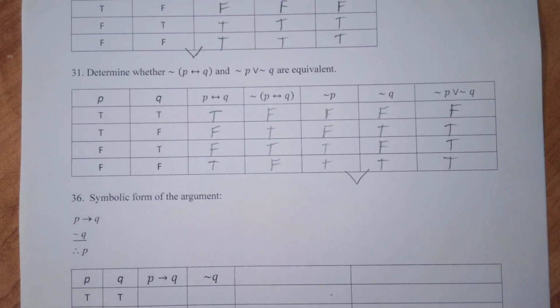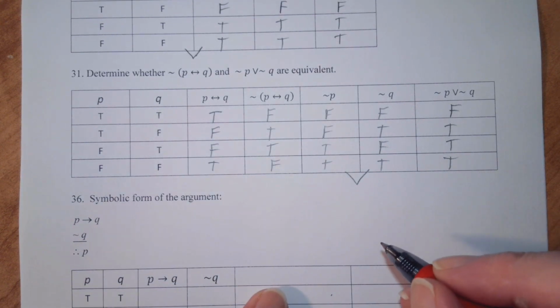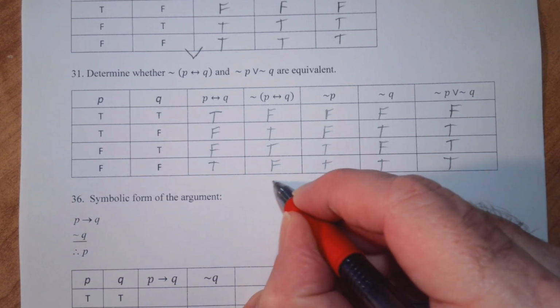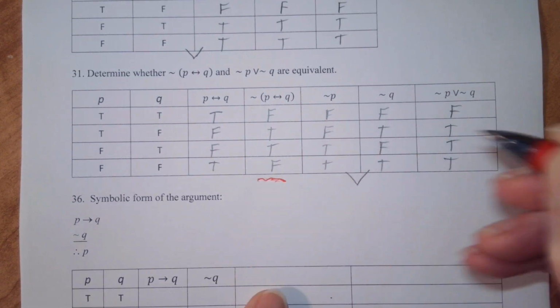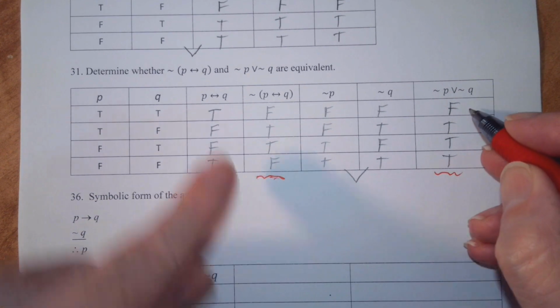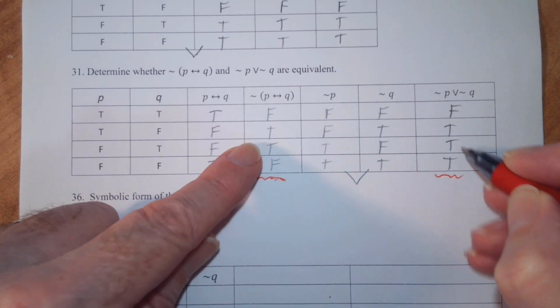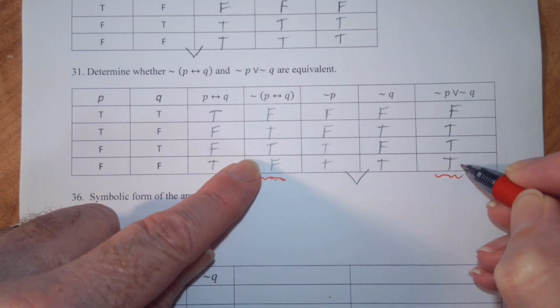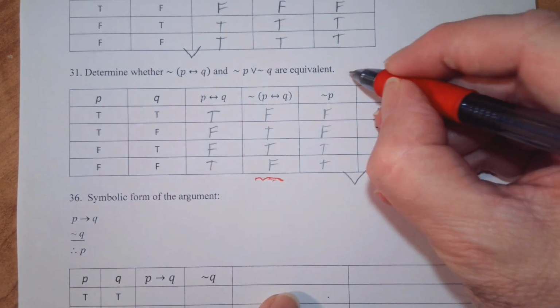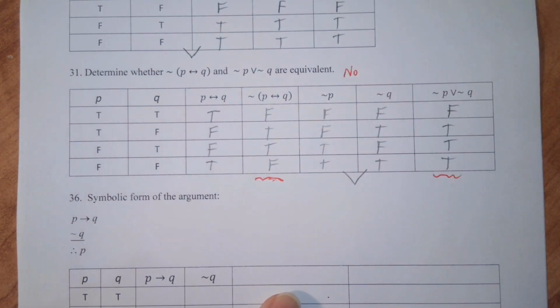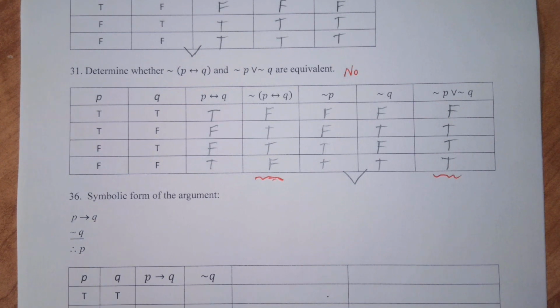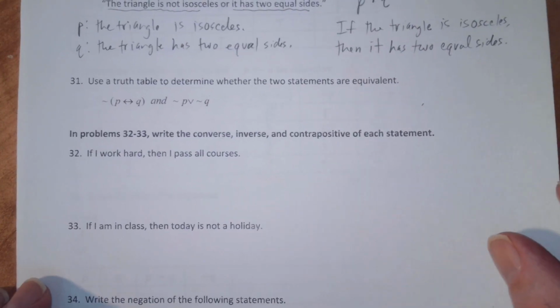So are they equivalent? I lost my highlighter. So that would be this column here and this column here. We have false, true, true, false, true. These are not the same. So here the answer is no. They are not equivalent. You can see that from the truth table. All right, let's go back to our worksheet.